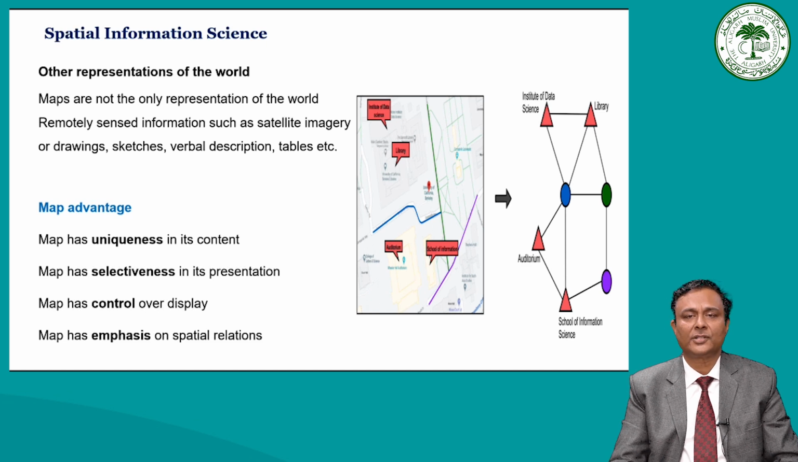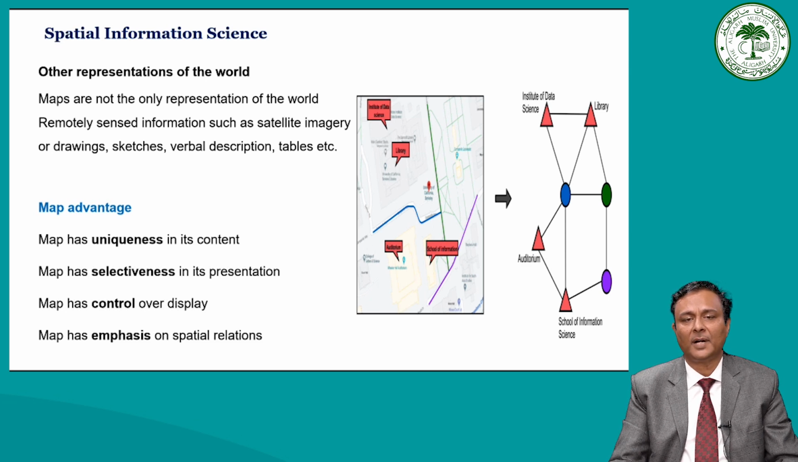There can be other representations of the world also, I mean in the context of spatial representation. Maps are not the only representation of the world in modern times. Others include photographs, especially in modern day the remotely sensed photographs, air photos, satellite imageries, the verbal description, and also all kinds of statistical data, if we can relate it with location. All of them are other kinds of representation of spatial information.